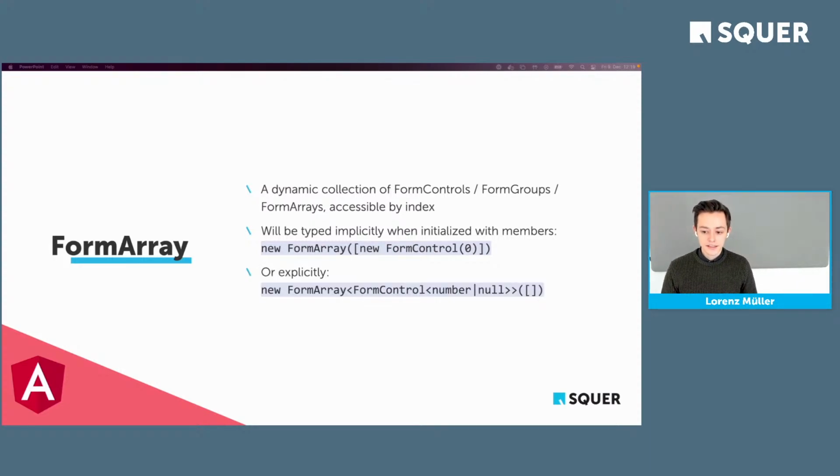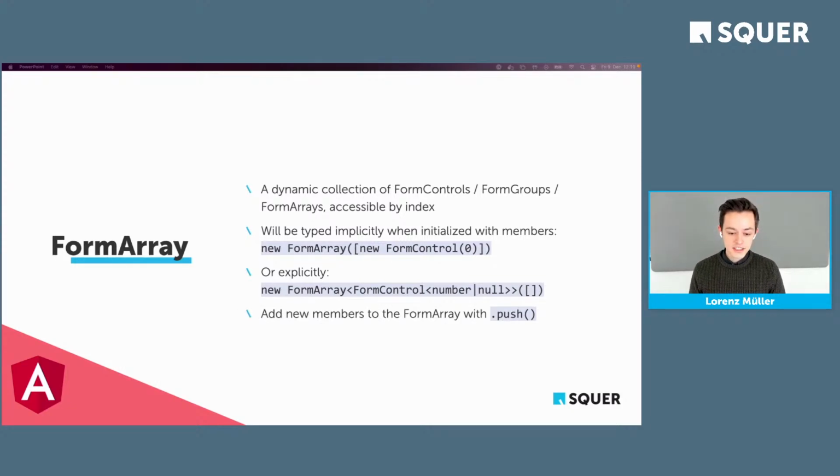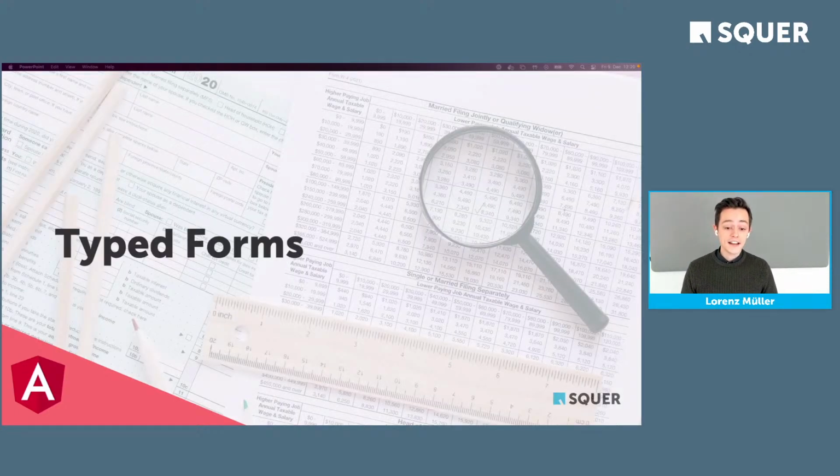Explicit typing means providing the generic type for the members of the form array. We need this, for instance, when we want to start off with an empty control array. Just as before, we add new members to the form array with .push that now have to satisfy the value type. Now let's have a look at how we add goals in our app and how I used typed forms to do this in a more elegant manner.